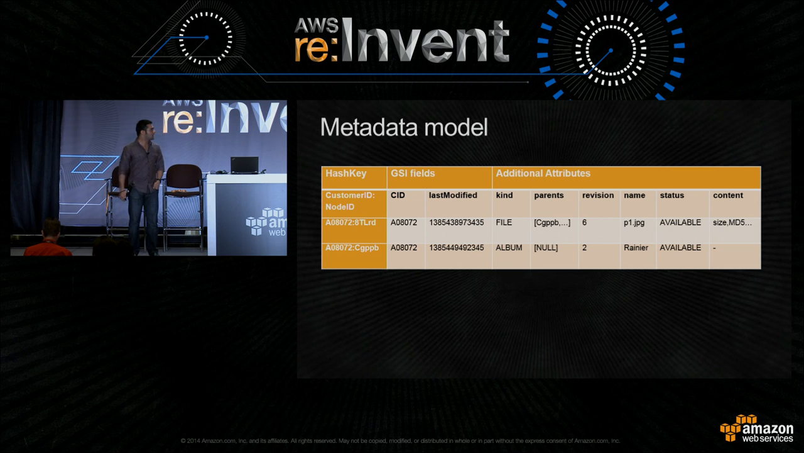You have name, status, and you have additional content metadata, which may be the MD5 or the SHA-256 of the uploaded content. For photos, it's going to be image EXIF metadata. For documents, it might be other extracted information.